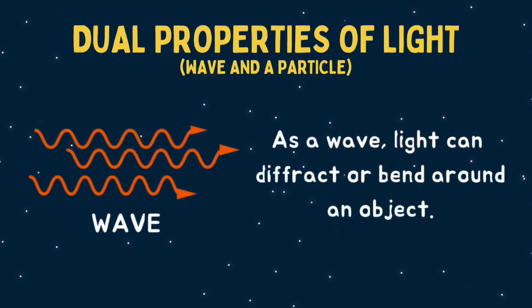Pangalawa, we have its wave-like behavior. Parang bula na kumakalat. Light can travel in waves, just like when you throw a stone in a calm lake and you see those ripples. It can bend, diffract, and interfere with other waves. Kumbaga, it behaves like a smooth wave moving through space.